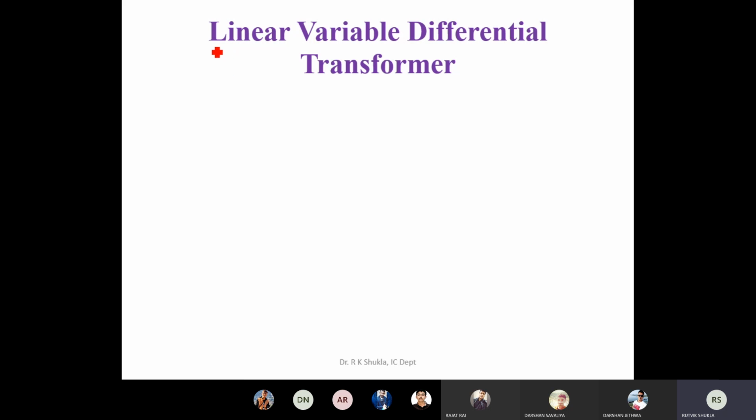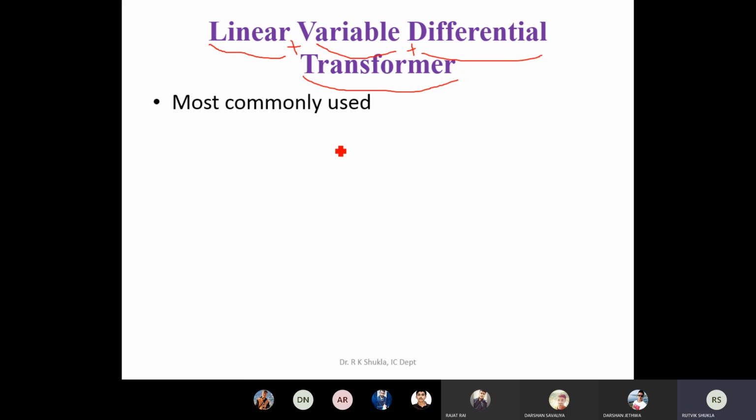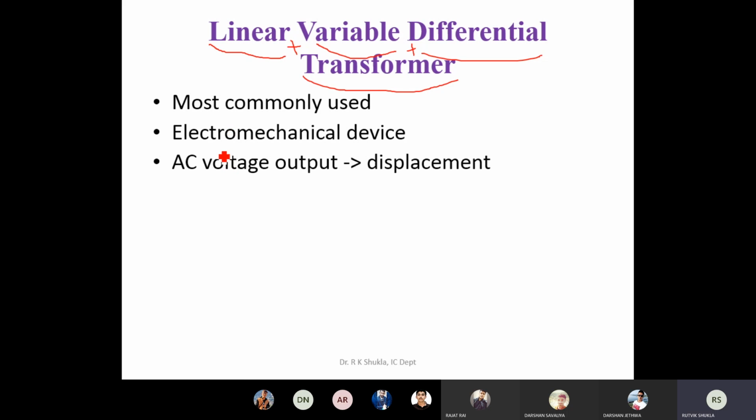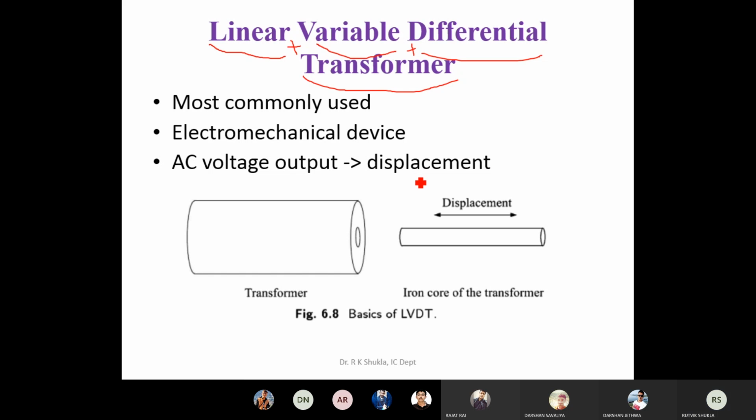So before understanding, what we can see is it is generally made up of 4 terms. That is what you can see here: linear, variable, differential, and transformer. It is one of the most commonly used types of inductive transducer. It is an electromechanical device where the mechanical motion of the core is converted into electrical output. Generally, it gives AC voltage output, which can be directly correlated with the displacement. So this is the construction for understanding the basics of LVDT.